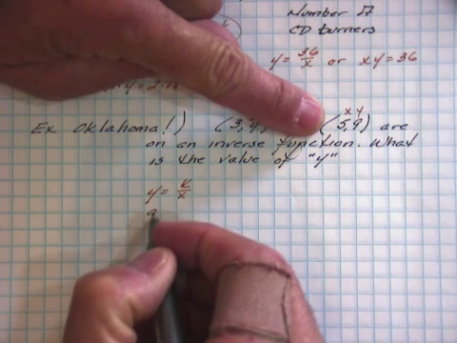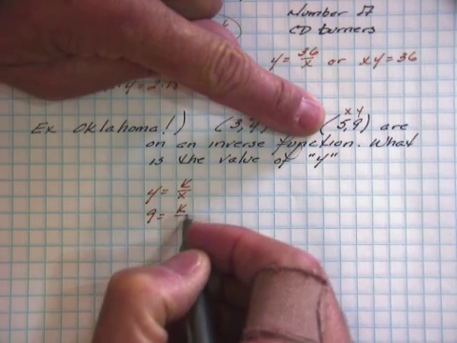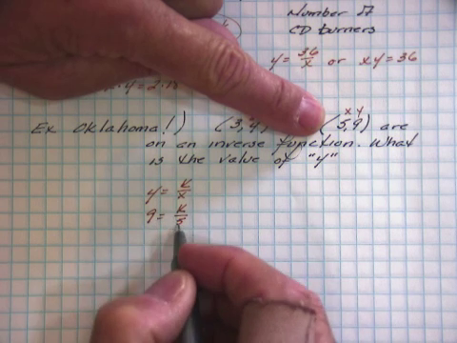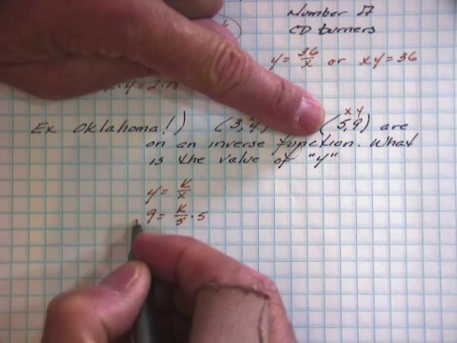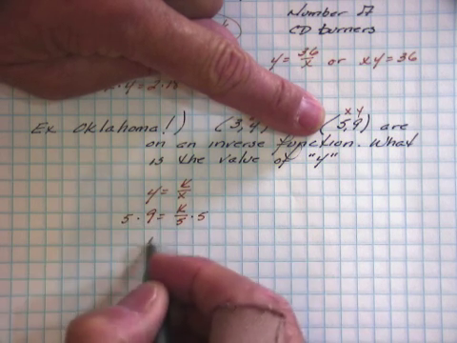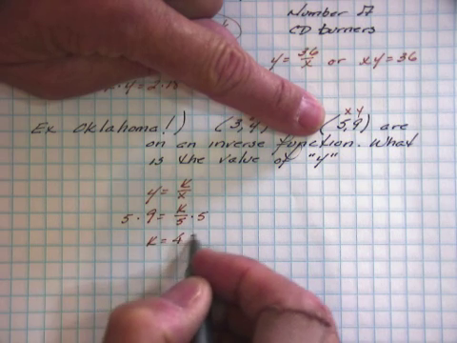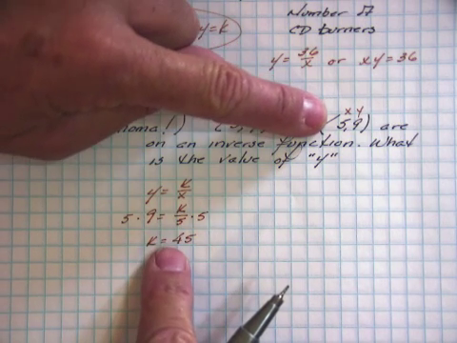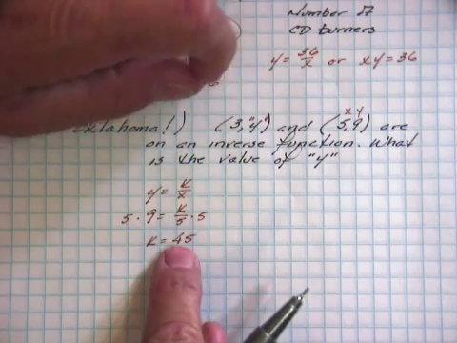So general equation, y equals k over x. You can use the other one. I'm just old, so I use this one. This is the one I learned. So we're going to take the point we know with the x and the y. x is 5, y is 9. We're going to plug those in.